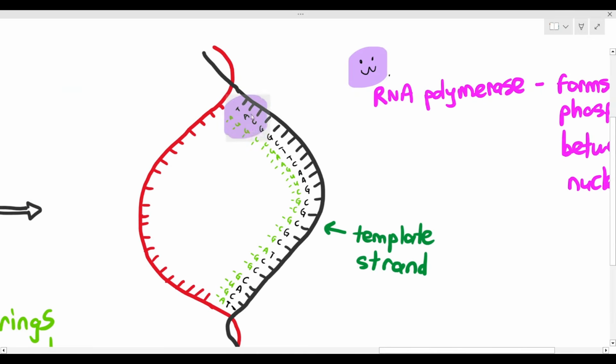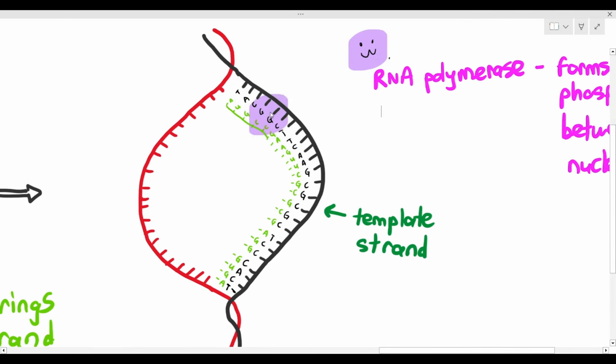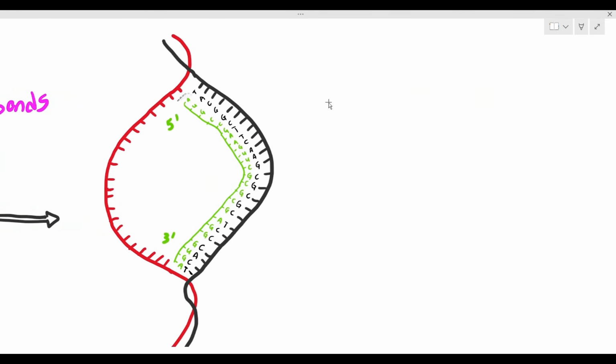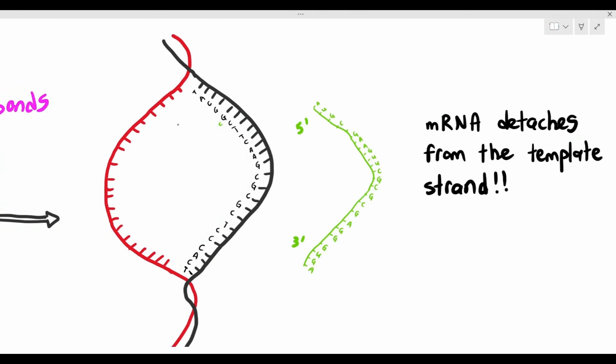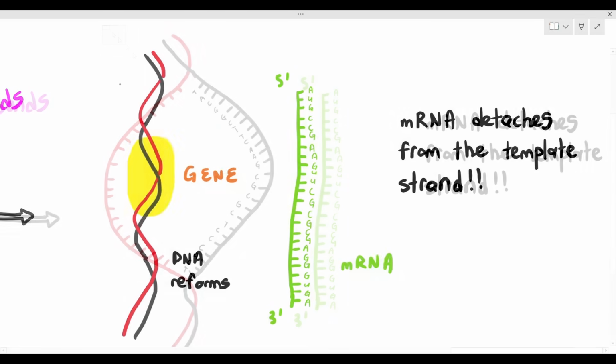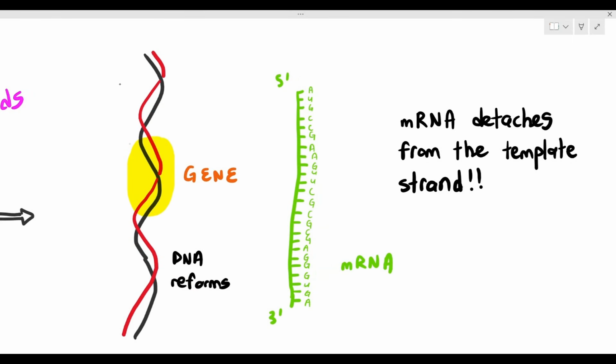So the RNA polymerase will basically move along the nucleotides, and as it moves, it joins the RNA nucleotides from a 5' to 3' direction. This is how you get the mRNA, and the mRNA detaches from the template strand, and that's how you get the mRNA, basically. Okay? And what then happens to the DNA? The DNA just basically reforms and it winds back up together. That's basically the process of transcription in detail.